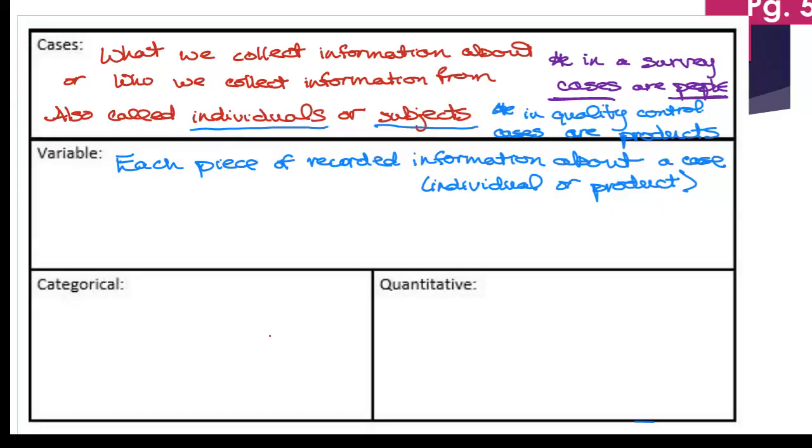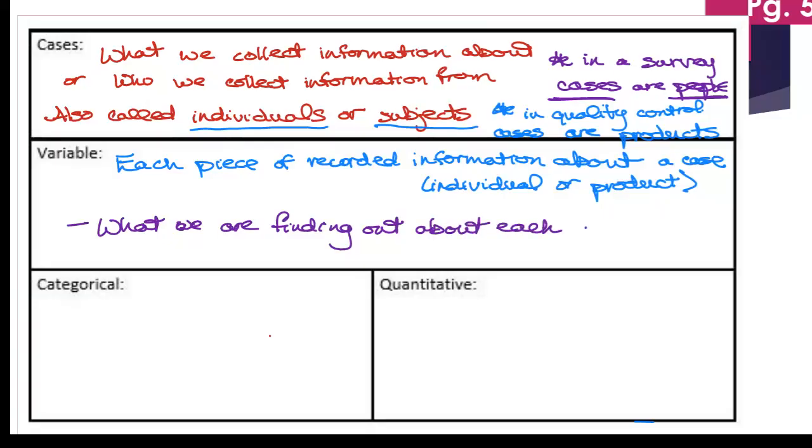And another way to state it is what we are finding out about each case. If you're talking about a product, the different variables would be maybe the height, the weight, the density of the product. What we are finding out about each case.